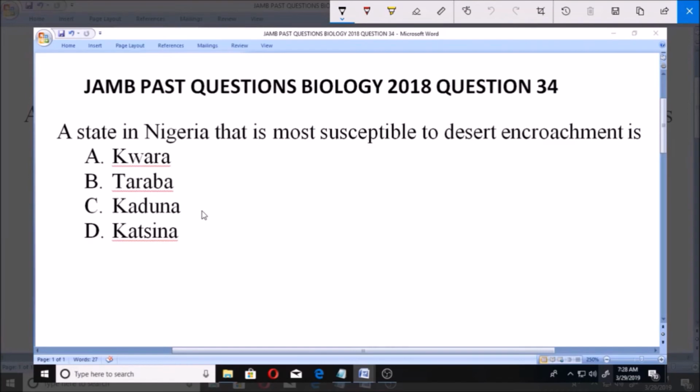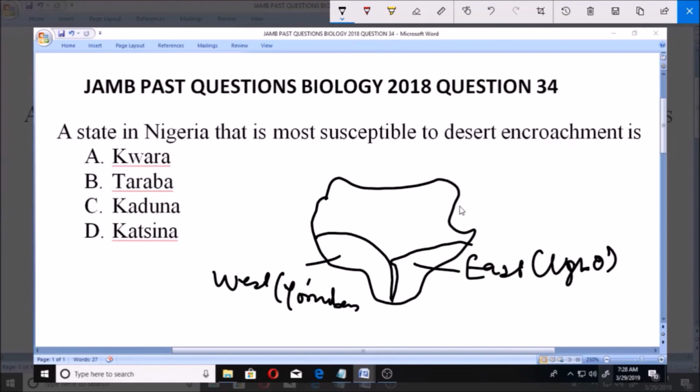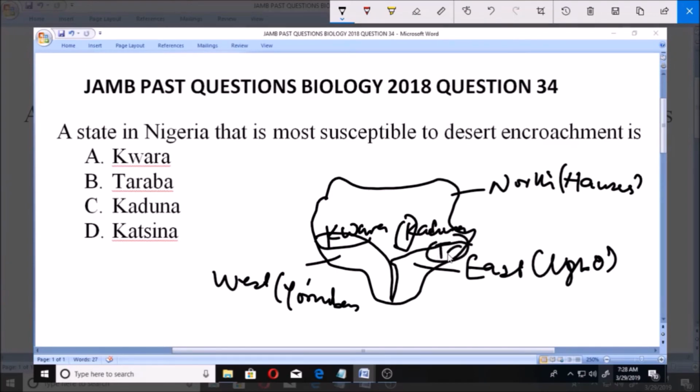We all know that Kwara is around, if this is Nigeria, okay, let me draw something that looks like the map of Nigeria. This is the map of Nigeria, and here is the east, where we have the Igbo people, and here is the west, where we have the Yorubas, and here is the north, where we have the Hausas. We know that we have Kwara state around here, and we have Kaduna around here, and we have Taraba around here, and then we have Katsina around here.